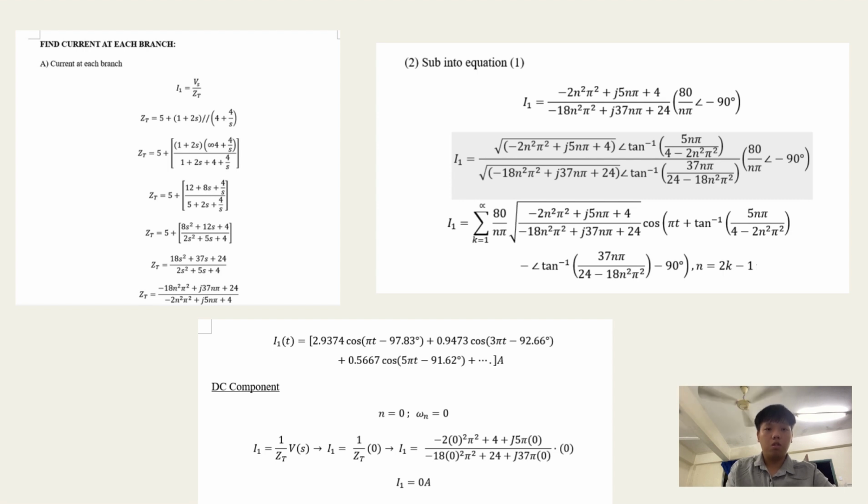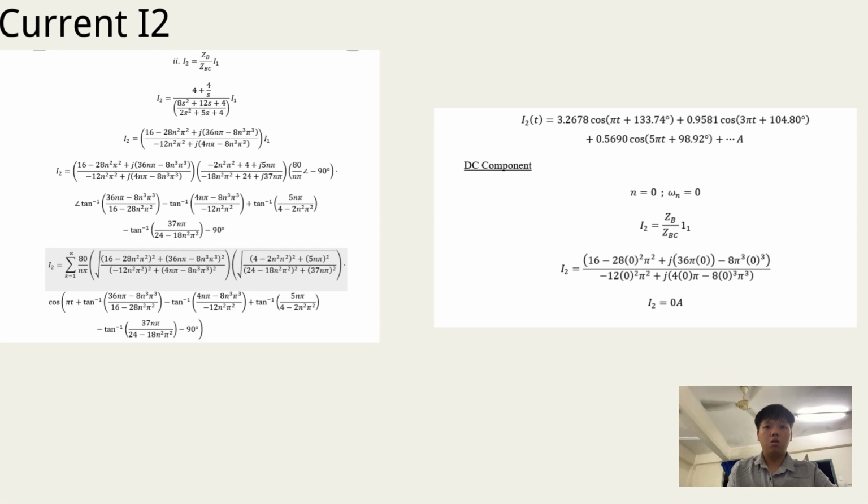After finding the total impedance, we use Ohm's law, which is V equal to IR, to find the current flow in the circuit. Then we substitute the total impedance and voltage into the equation. Then we use simple mathematical solution to find the answer of the current. For the DC component, we know that the n term value is 0 and omega value is also 0. So we substitute this value into V equal to IR to find the DC component current, which is equal to 0.